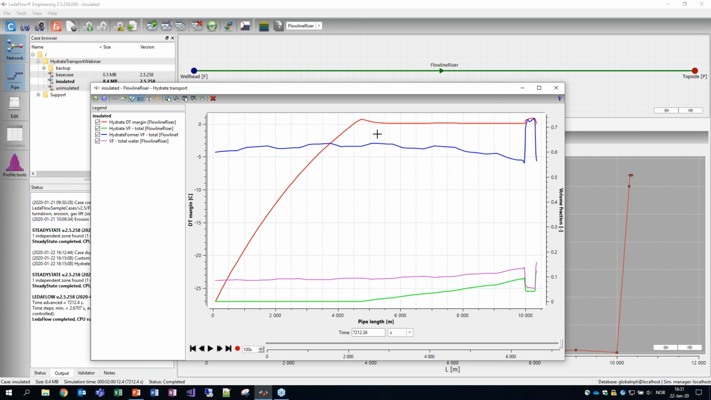Benchmarking against flow loop data: not yet, is the answer to that one.